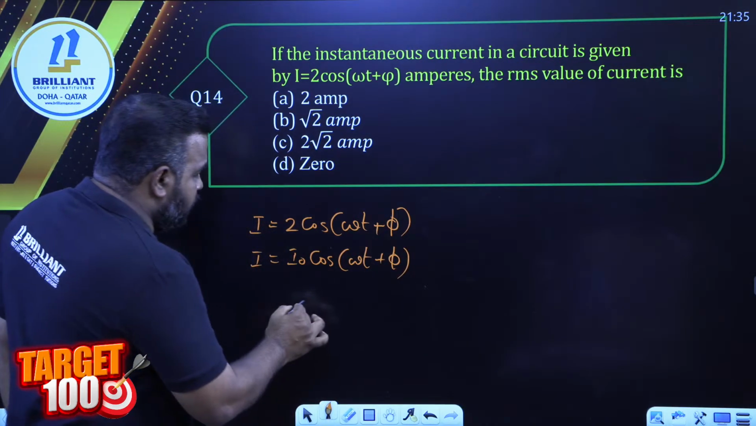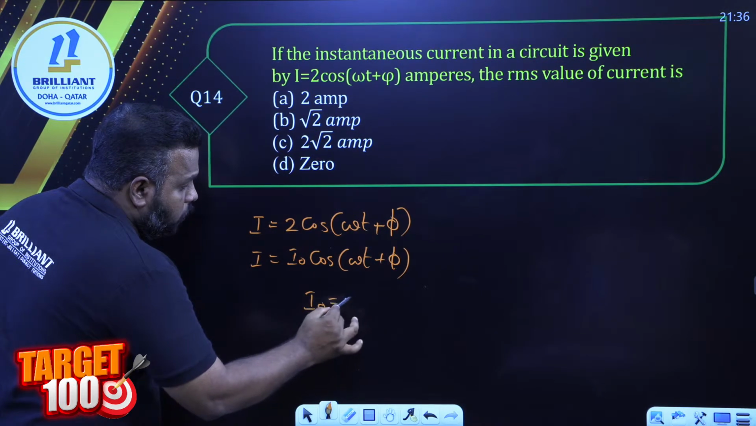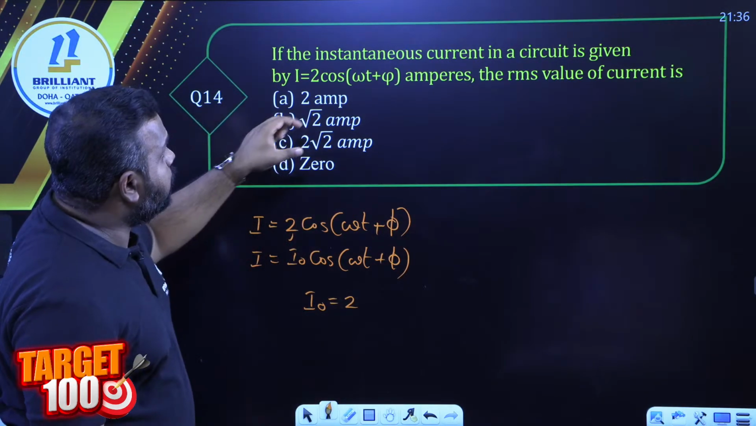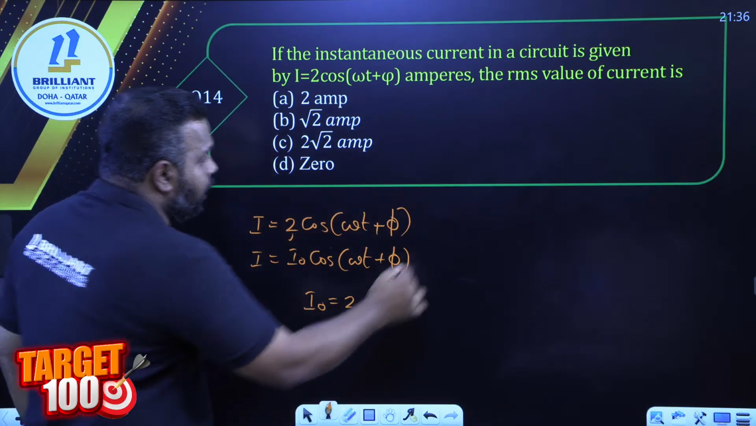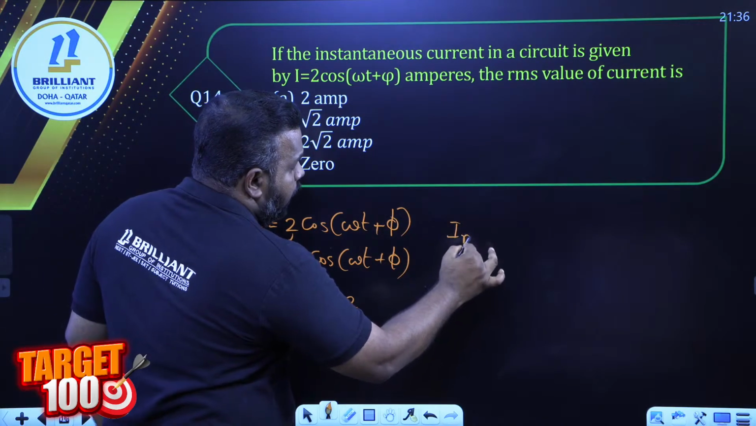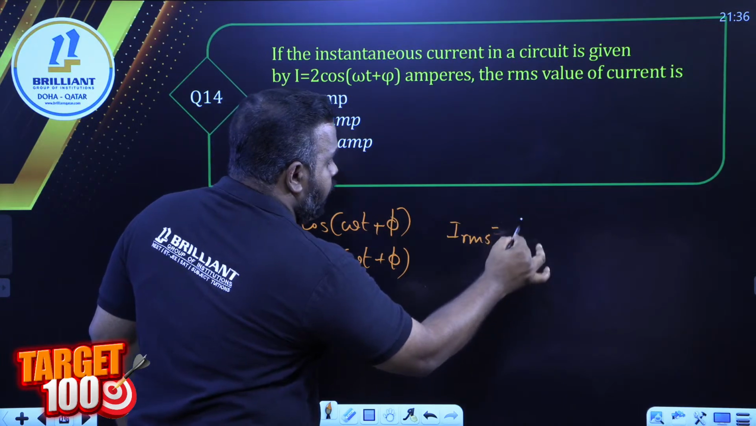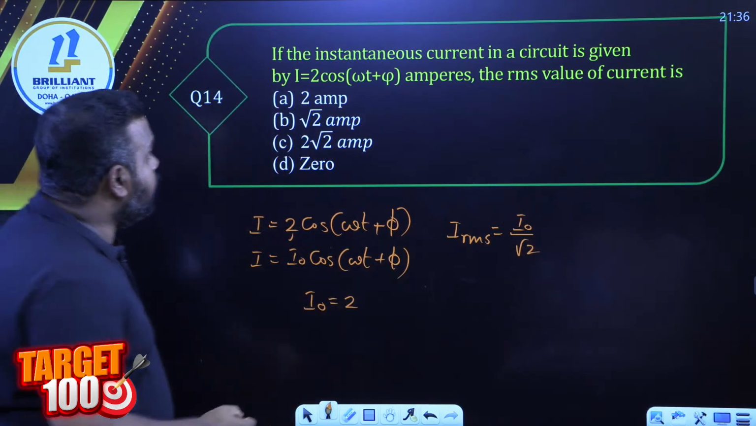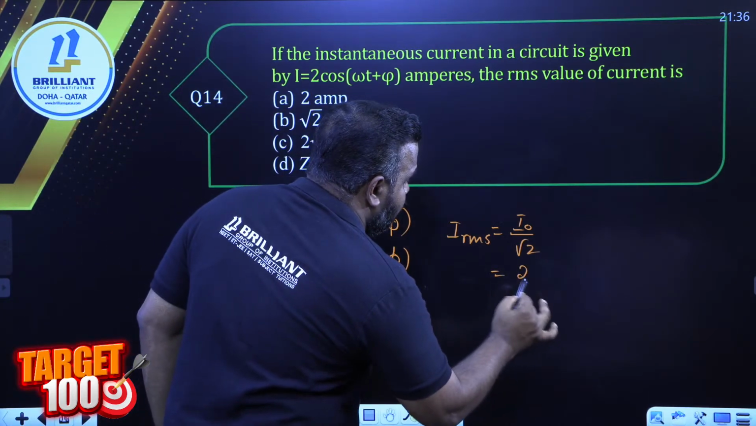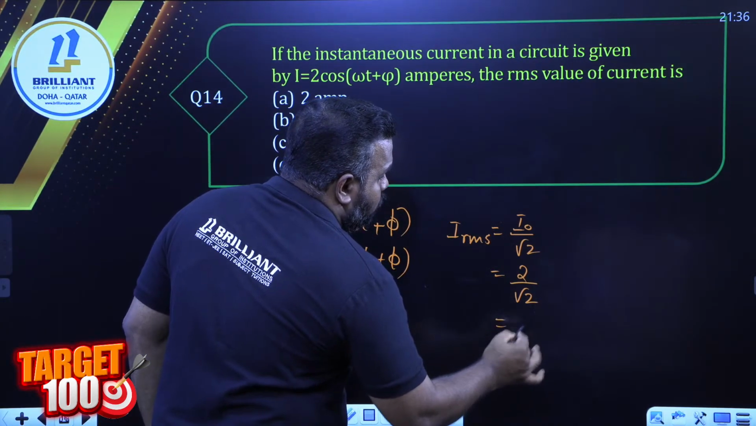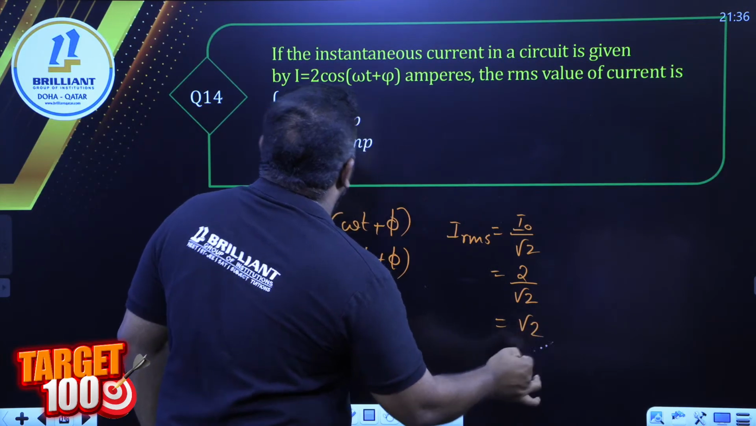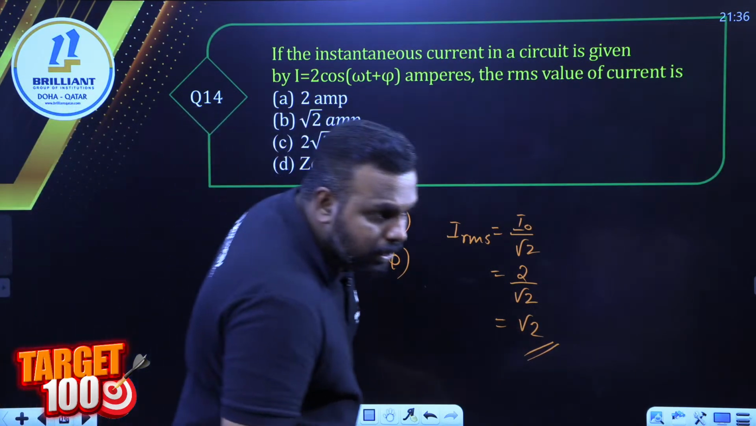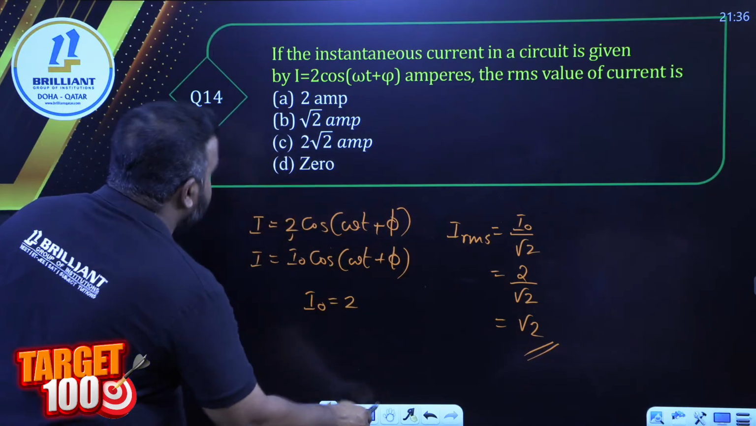Which means from this equation you can easily write I naught is equal to 2. The peak value of current is given, but they are asking for the RMS value. You know that IRMS is equal to I naught by root 2. I naught is 2, so 2 by root 2 is equal to root 2. So what is the answer? Root 2 ampere, option B. Yes, option B is the right answer. Very good.